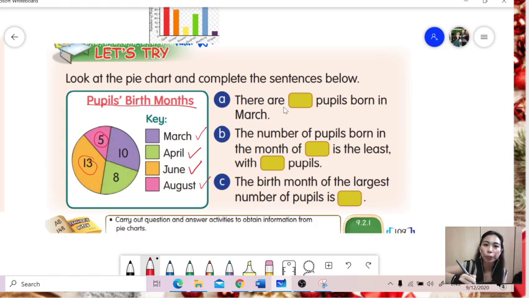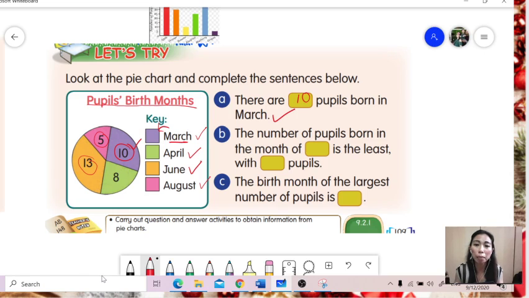Okay, so A, there are how many pupils born in March? So March, back to the key. March is in what color? Purple color. So you go to the pie chart, look at the purple color. So this is the one. You have to mention the number of pupils. So 10 pupils born in March.